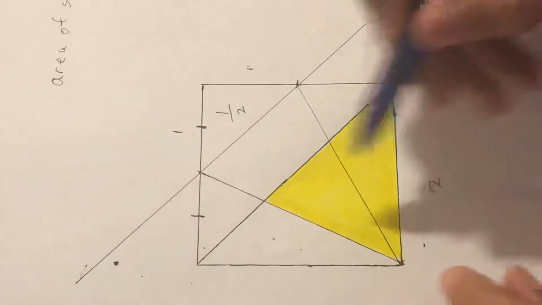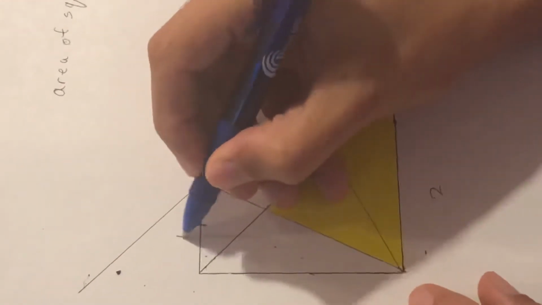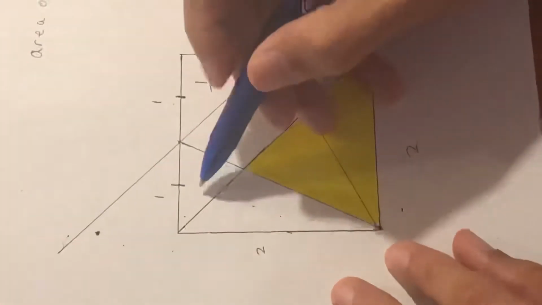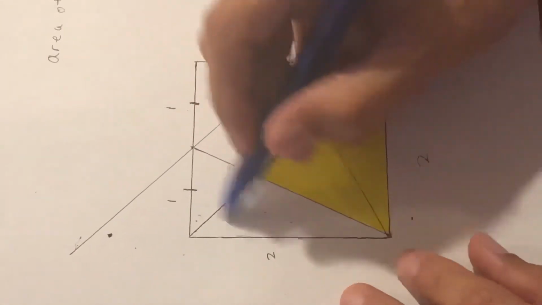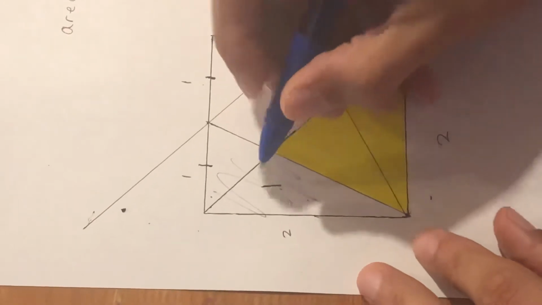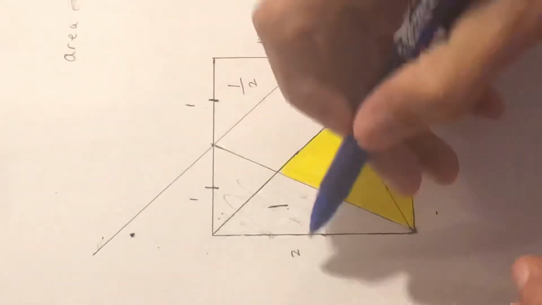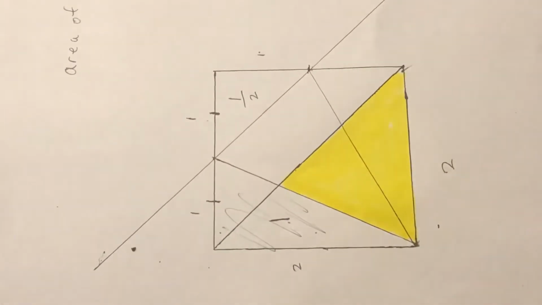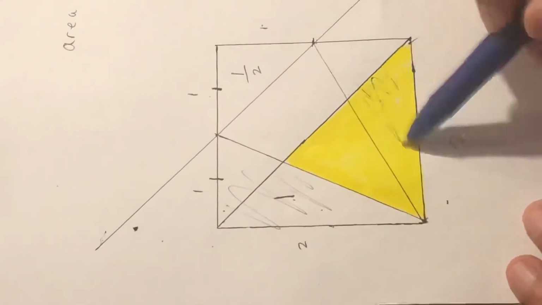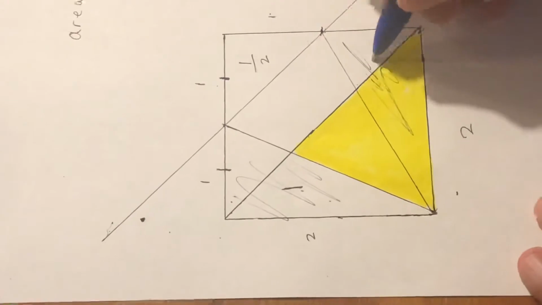Now we have another triangle here. This triangle would have a base of 1 and a height of 2. So this whole triangle here would have an area of 1. It's simply 1 times 2 divided by 2, which would be 1. And so this triangle here would also be equal to 1.